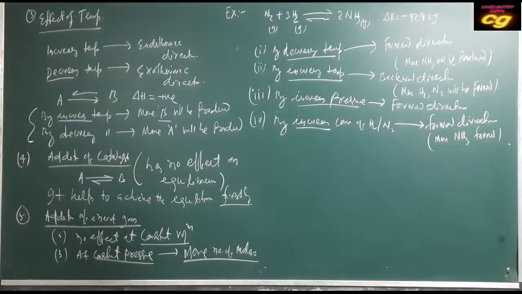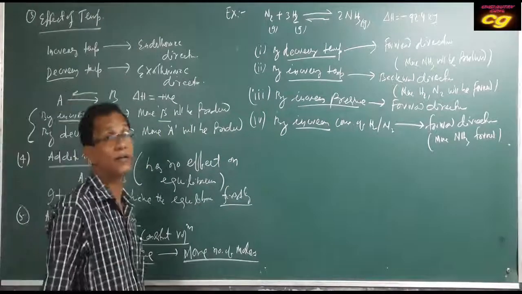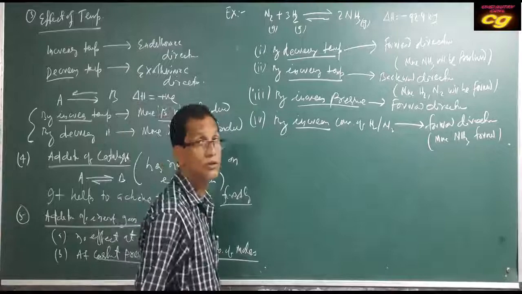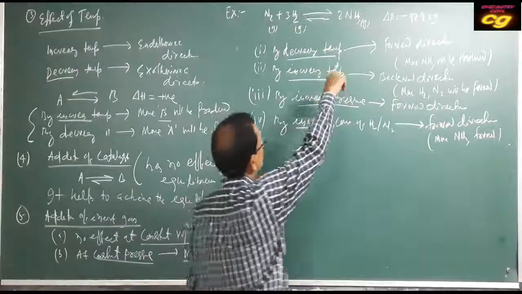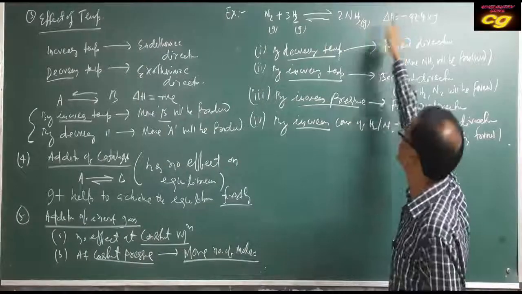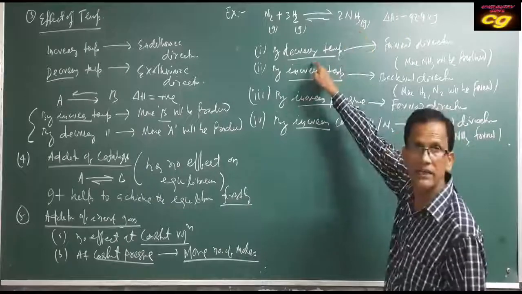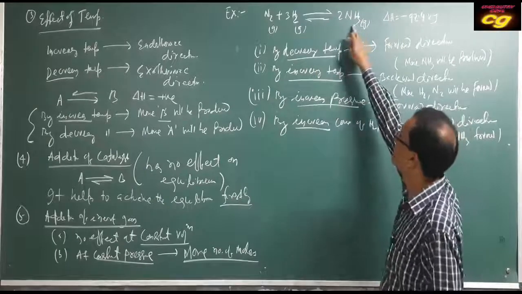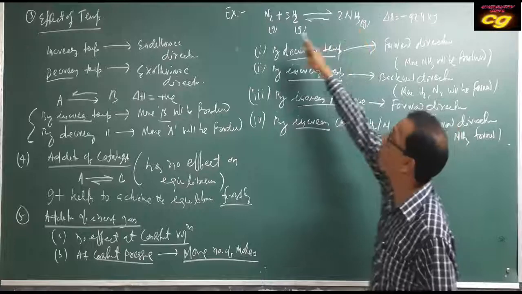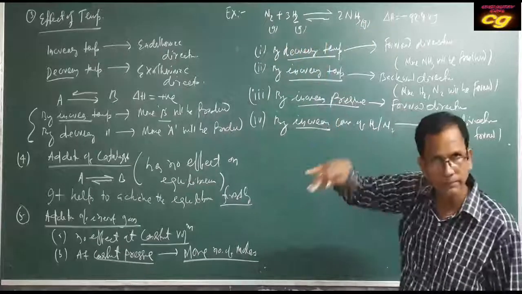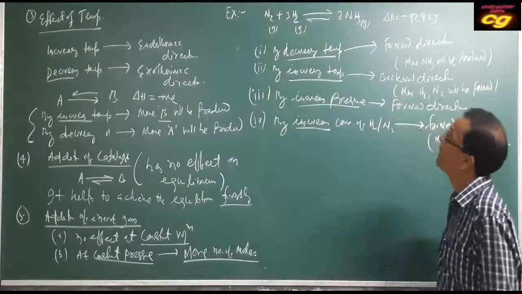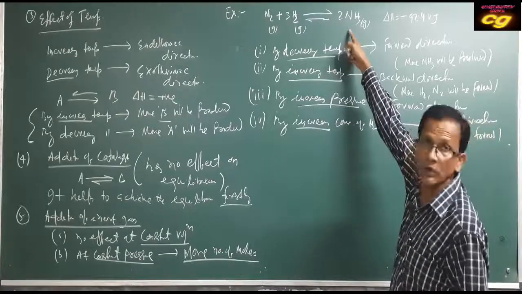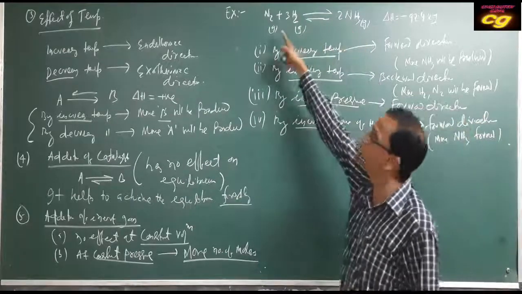A question may be asked: how can you get more ammonia? What are the factors affecting it? What are the conditions to get more ammonia? To get more ammonia, as it is exothermic, temperature should be decreased. More nitrogen and hydrogen should be added. Then, as this side has fewer moles of gas, pressure should be high.